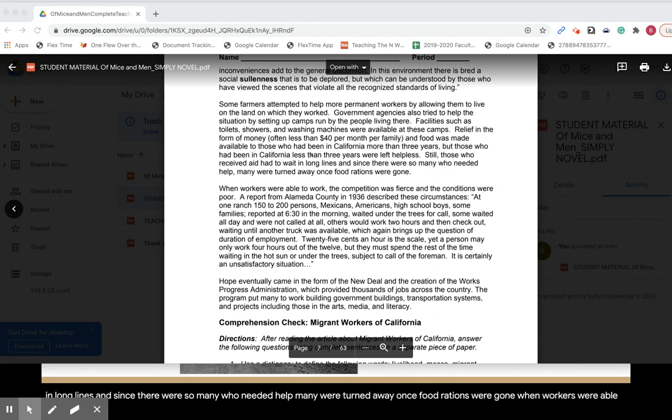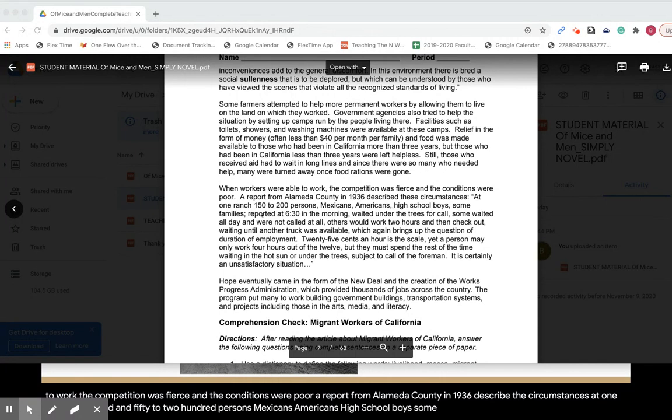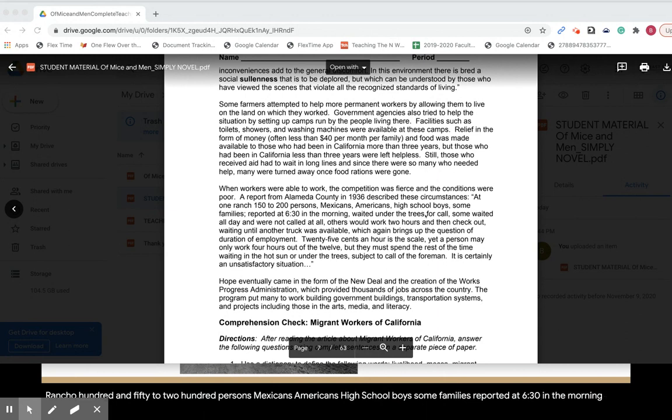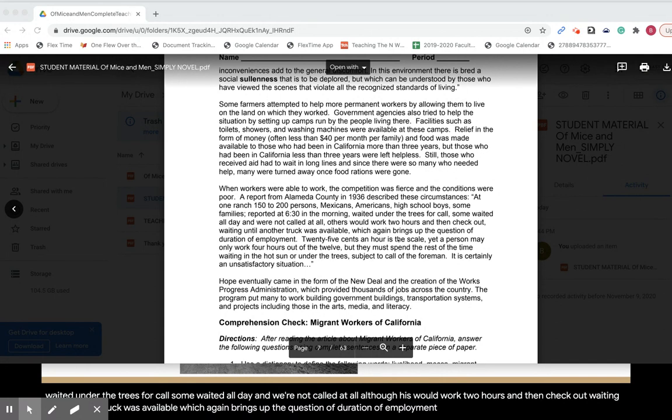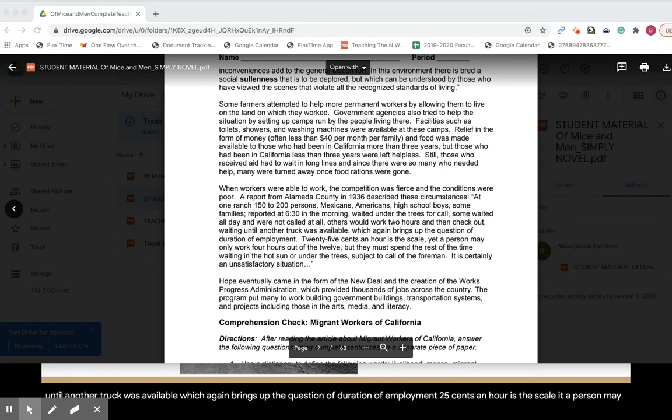When workers were able to work, the competition was fierce and the conditions were poor. A report from Alameda County in 1936 described these circumstances. At one ranch, 150 to 200 persons, Mexicans, Americans, high school boys, some families, reported at 6:30 in the morning, waited under the trees for call. Some waited all day and were not called at all. Others would work 2 hours and then check out, waiting until another truck was available, which again brings up the question of duration of employment. 25 cents an hour is the scale, yet a person may only work 4 hours out of the 12, but they must spend the rest of the time waiting in the hot sun or under the trees, subject to call of the foreman. It is certainly an unsatisfactory situation.